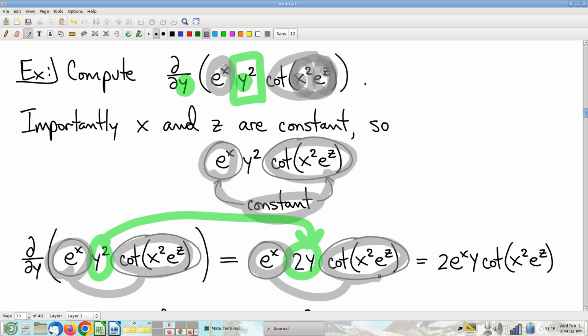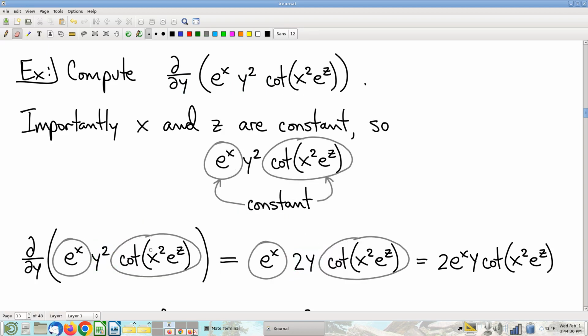Okay. It's very important when you're taking partial derivatives to keep careful track of which variable is actually my variable, and then by process of elimination, all of the other variables, for the purposes of that calculation, you should view as being constants.